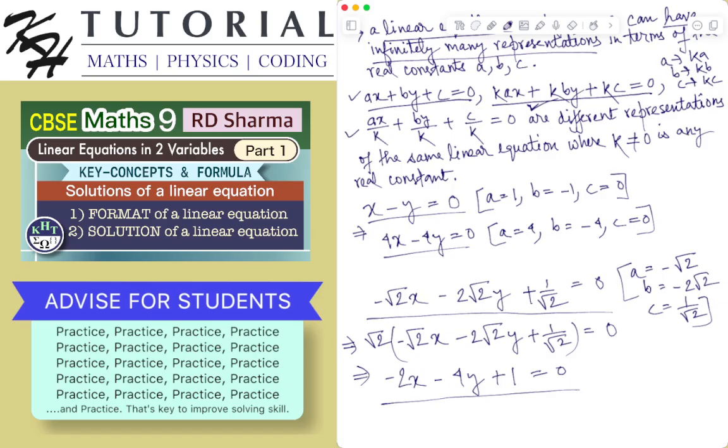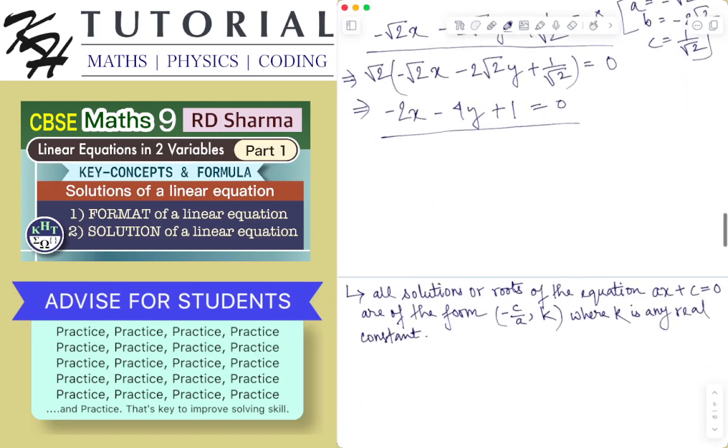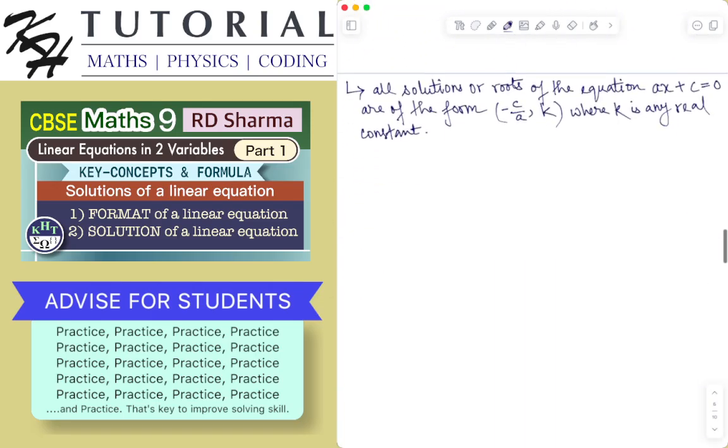Okay, let's see the next concept. We know that the standard form of a linear equation in two variables x and y is ax plus by plus c is equal to 0.